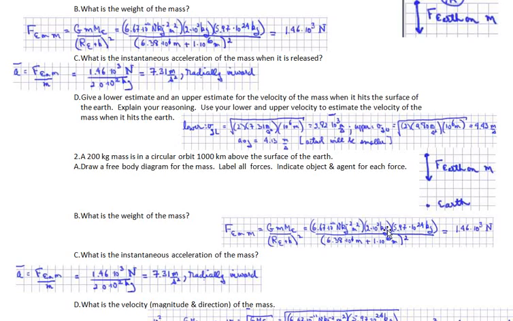The weight of the mass is just what was calculated before, 1.46 times 10 to the 3rd newtons, calculated exactly the same way. The instantaneous acceleration is, again, the same one that was calculated above. Same reasoning, Newton number 2. In this case, it's the centripetal acceleration, however, but its value is the same.